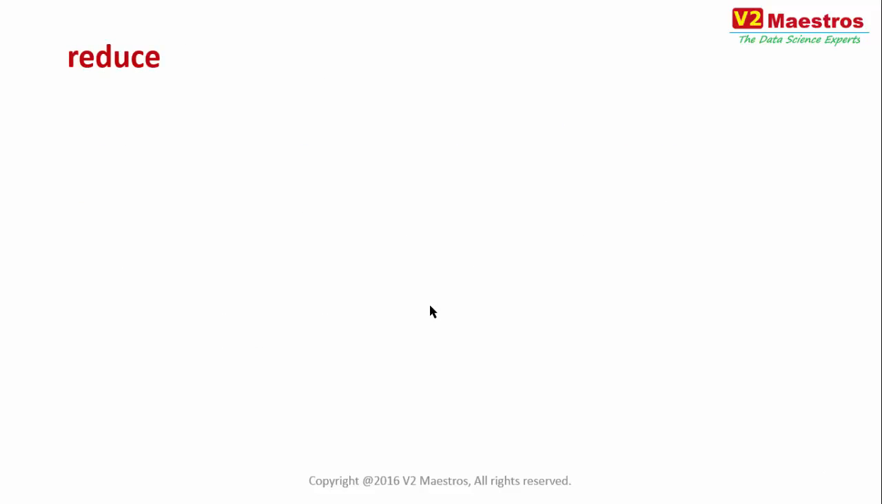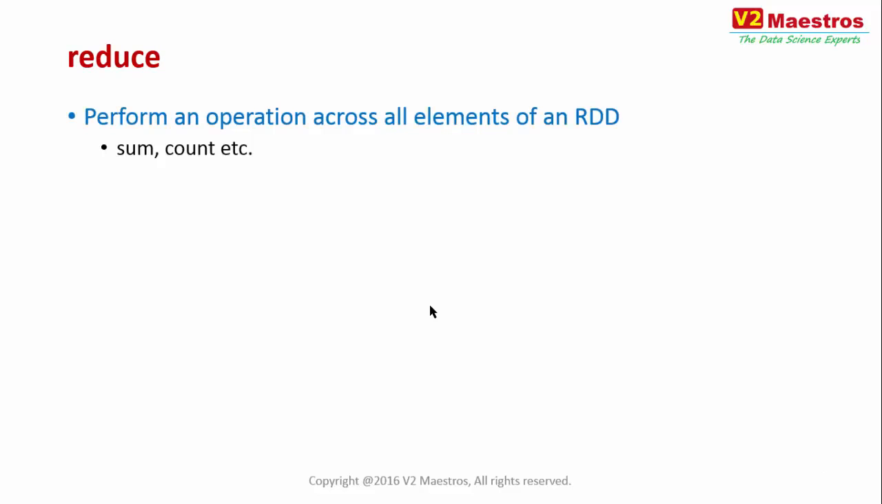One of the most important actions in Spark is the reduce action. Reduce performs some kind of operation across all elements in the RDD, like sum, count, etc. Reduce is very similar to the reduce function in MapReduce in the Hadoop world. It performs an operation across each element in the RDD and provides a summary like a sum or a count or any other custom computation you want to do on that particular RDD.